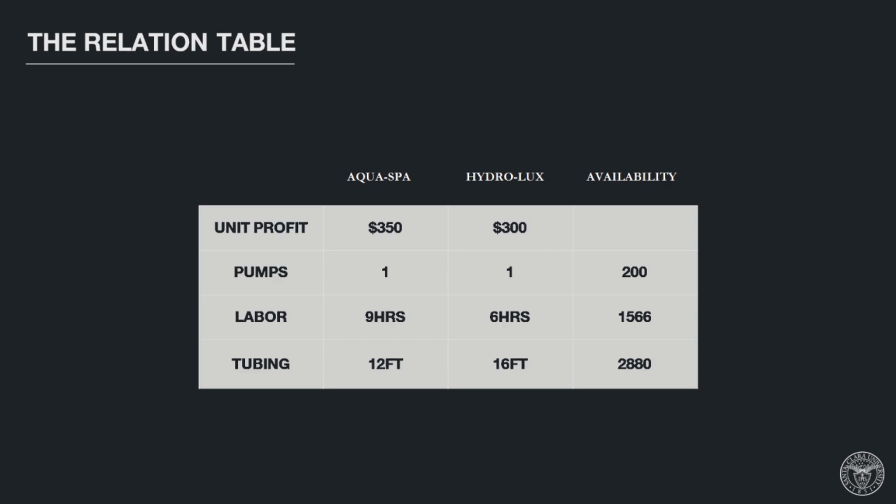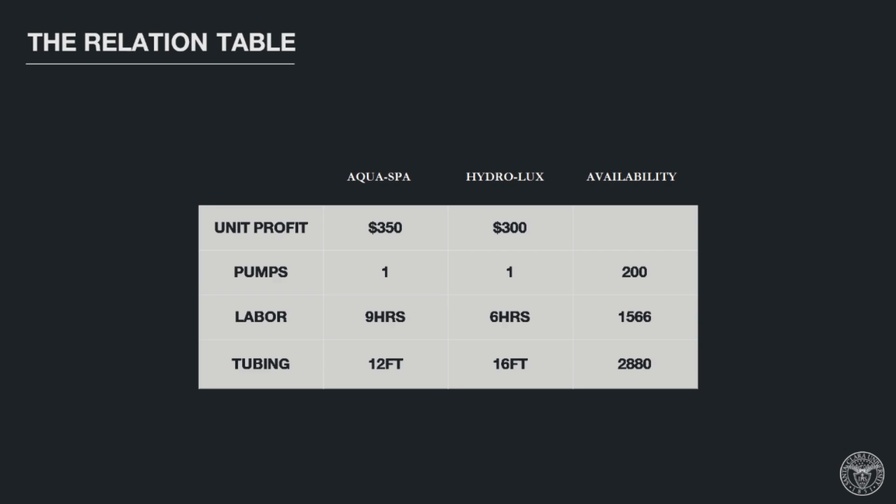As we know, we are going to maximize the profit for Blue Ridge. In order to write down the LP model, we can start with the relation table. In the following table, we have the relationship between the products Aqua Spa and Hydro Lux, and those 3 available resources: pumps, labor, and tubing. This relation table is very useful because it shows us the relationship between resources and products, and we can write down the LP model directly based on this information.